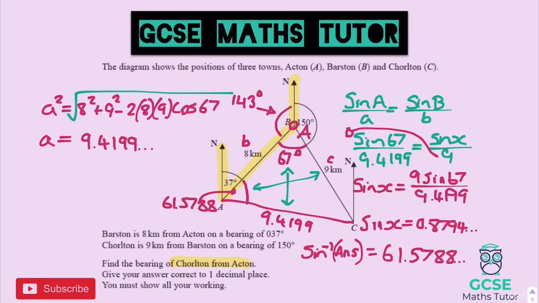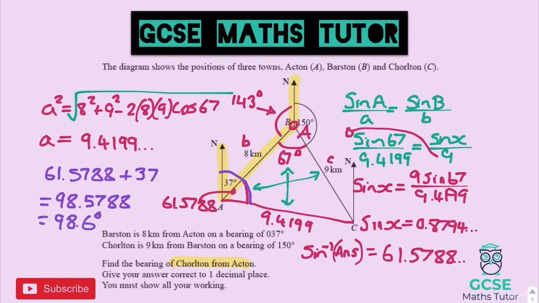There we go. So we've got all the information we need now to find the combined total of these two angles. So that combined total there, so we've got 37, add the 61.5788. There we go, and that gives us a total. Let's add those together, plus the 37. Combined total there of 98.5788. There we go, which to one decimal place is 98.6 degrees.